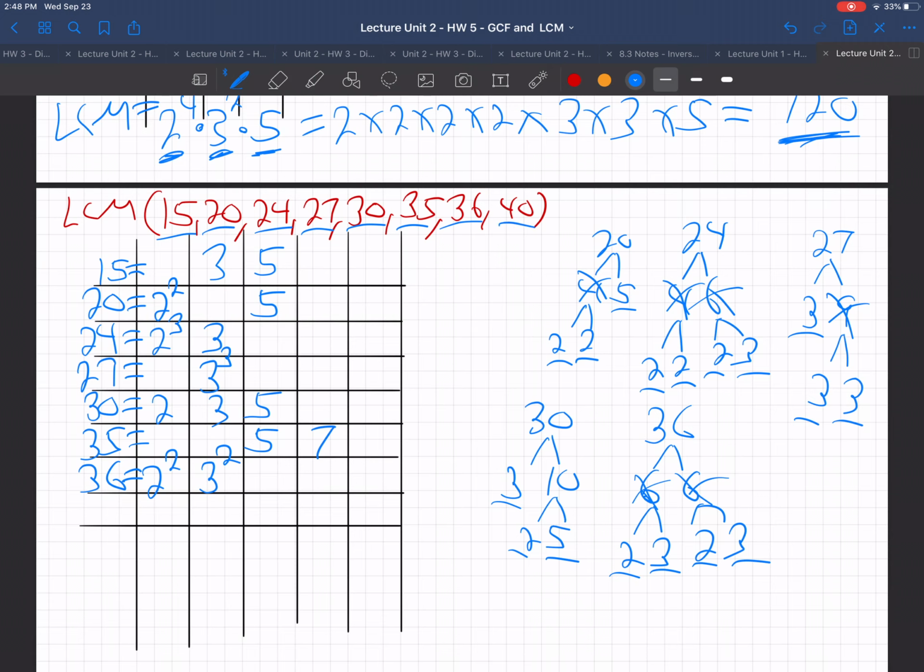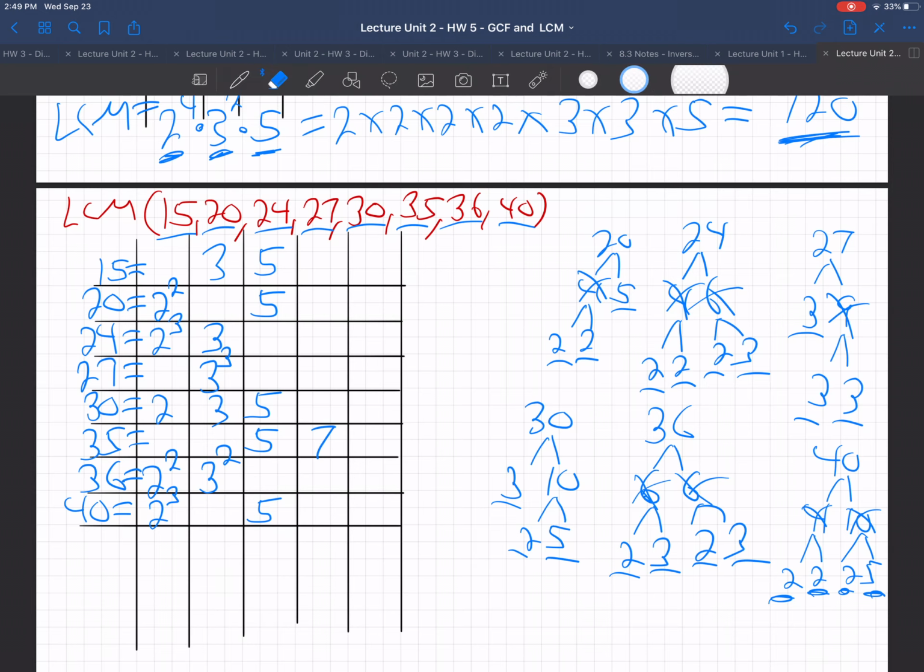And last comes the 40. And so the 40, that's a 4 times 10, which is 2 2 and 2 5. Again, we don't need the 4 and the 10. 3 2s and a 5 for the 40. Okay, so we broke it all down.